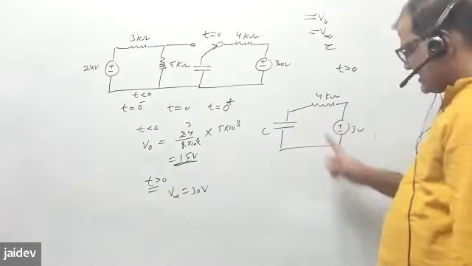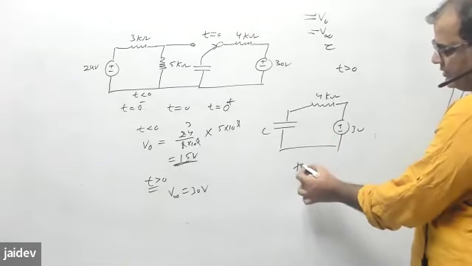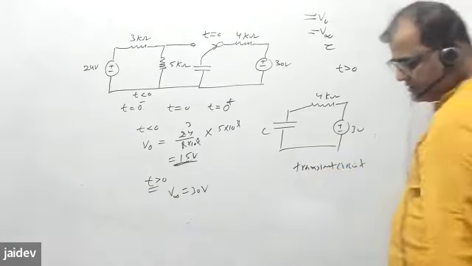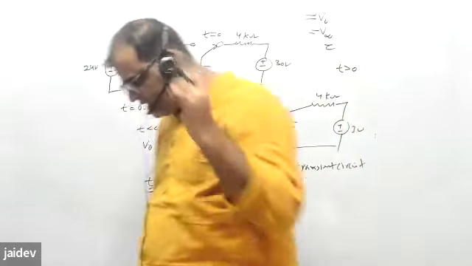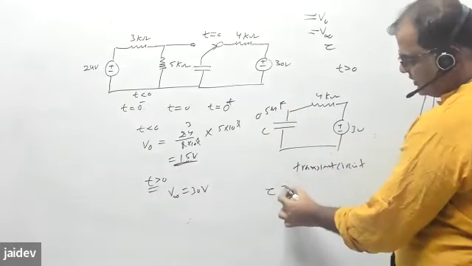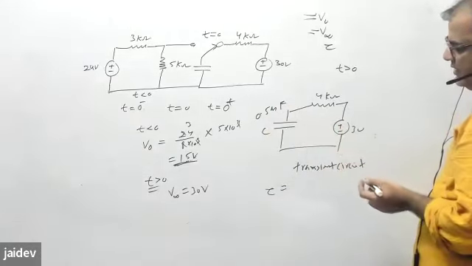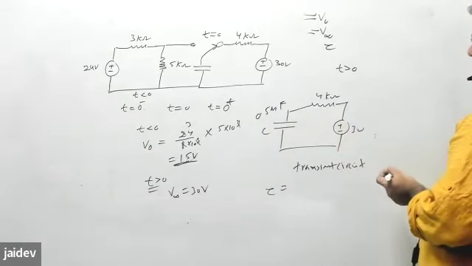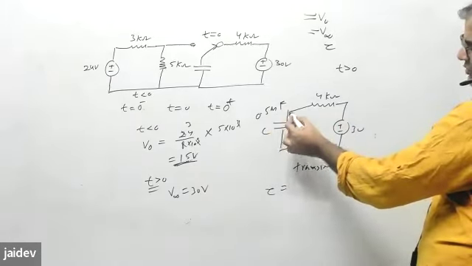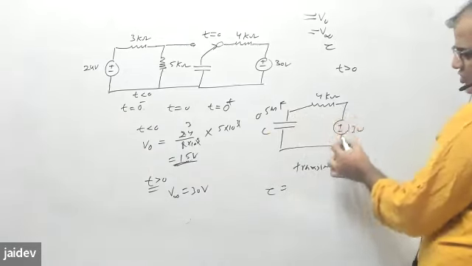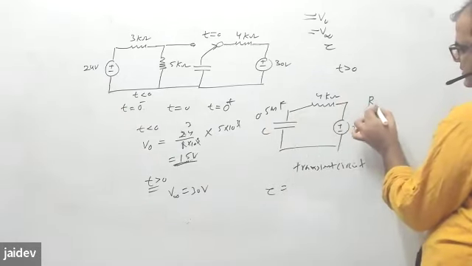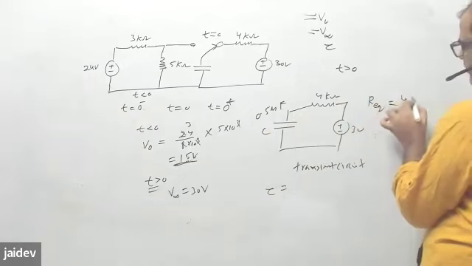Okay, now RC you have to see here. This is a transient circuit, and the C value in the question is given as 0.5 millifarad. Tau will be what? R equivalent is what, across this one? Now how to find it? Whenever you find R across open circuited, you have to make the source short, like calculating R Thevenin. So this is 4 kilo ohm. R equivalent across C is 4 kilo ohm.